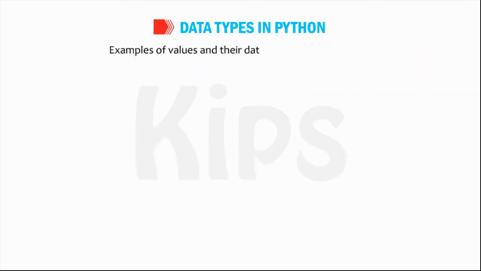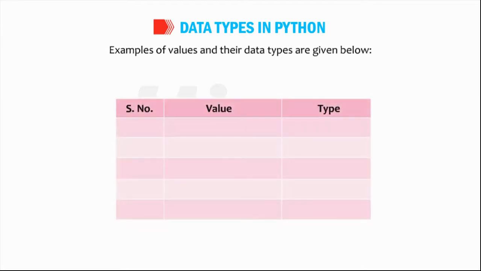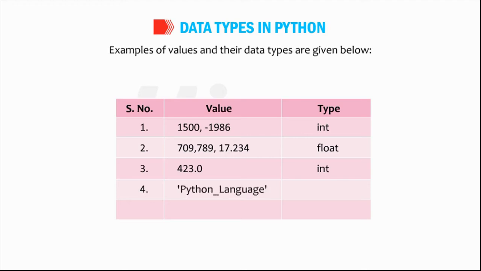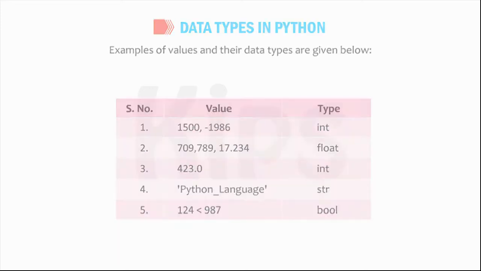Examples of values and their data types are given below. Serial number, value, type. Serial number 1, value 1500 to 1986, type integer. Number 2, 17.234, float. Number 3, 423.0, integer. Number 4, Python_language, string. Number 5, 124 < 987, bool.